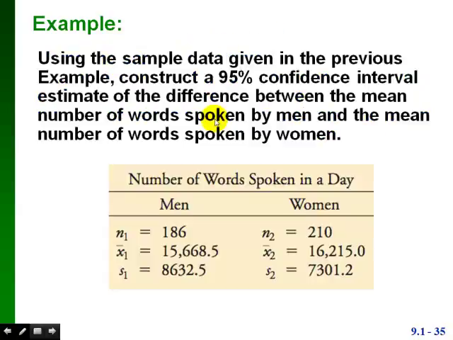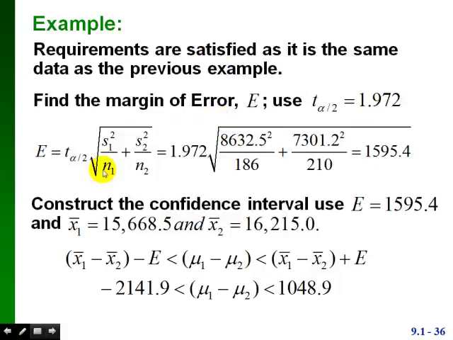Okay, now we're going to use the same data and construct a confidence interval for the difference between the means. So we have all of our sample data. We actually already found our critical value when we were doing our hypothesis test, so that's 1.972. We're putting all of our sample statistics in here, and we get a margin of error of 1,595.4. And we've got our two sample means, so to get our point estimate, we're going to subtract those two. So we've got our point estimate right here. We're taking that and subtracting our margin of error, and then we're taking that point estimate and adding a margin of error, and here's the final answer that we would get for our confidence interval.